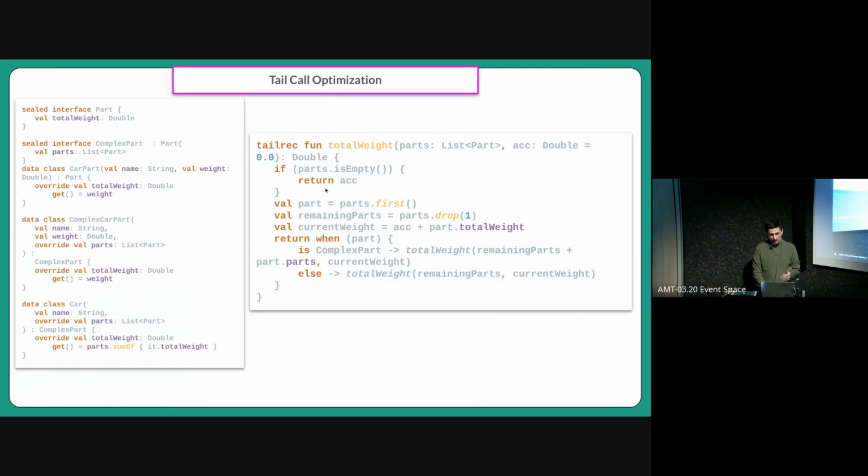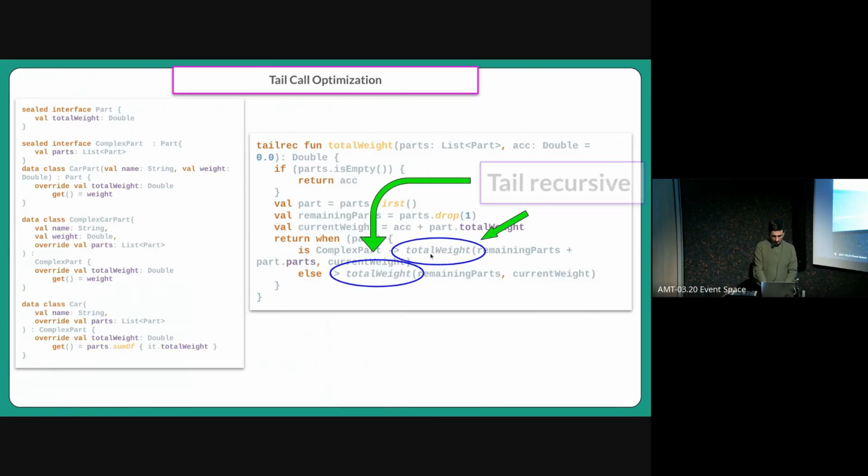The way this function is implemented, maybe we could have implemented it differently, but just for the example, is that it is a tail recursive function because the last call to the recursive function is the same as the original call to the function. It's a bit difficult to explain, but when we call this total weight here, we're calling this function. So it is still recursive because of that.